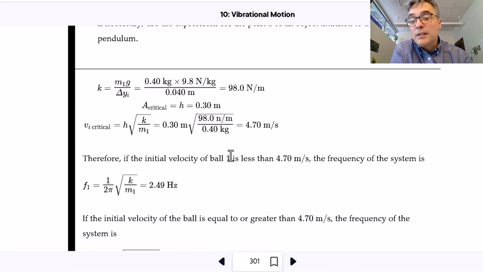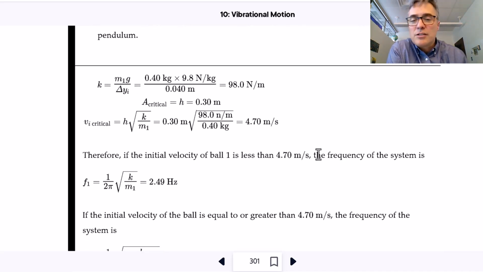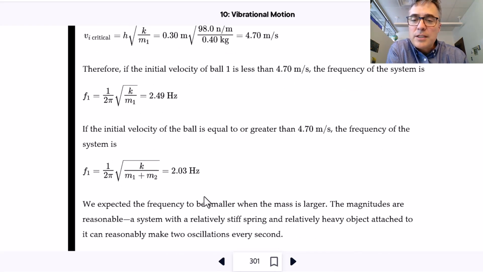If the initial velocity of the ball is less than 4.7 meters per second, then it won't have that bigger amplitude. So you can just find the frequency using this equation: 1 over 2 pi times the square root of k over m1. Basically this is the answer. It's 2.49 hertz.